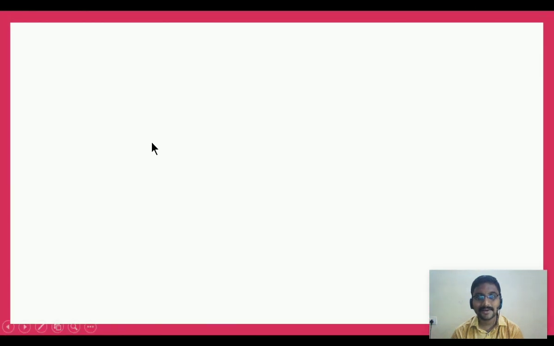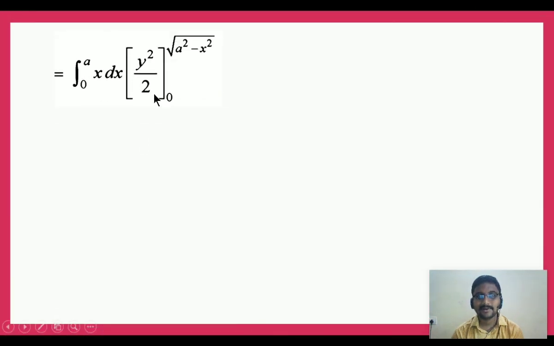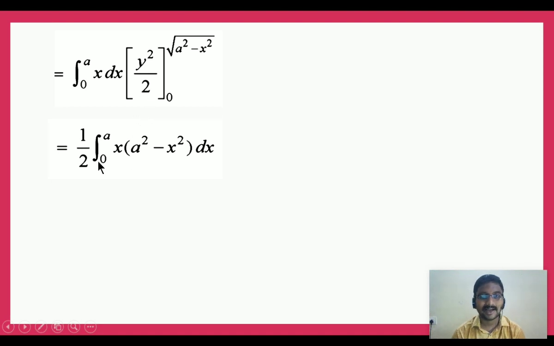The integral of y is y square by 2, substituting the upper limit as root of a square minus x square and the lower limit as 0. So that is x into root of a square minus x square whole square, the square and root get cancelled. That is a square minus x square. 0 square by 2 is 0. Half is constant, just take the constant half out. Now multiplying with x, we will have a square x minus x cube.